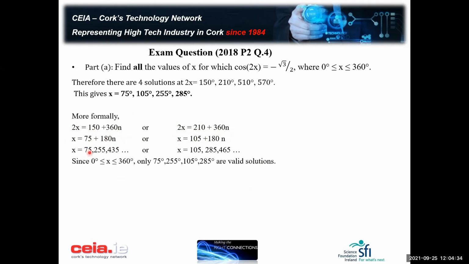And those values then are, well, 75 plus 180, 75 plus twice 180, and so on. Similarly, there's 105 plus 180, 105 plus twice 180, and so on. But we're told to find only values of x between 0 and 360. So by inspection, we see these first 2 are between 0 and 360, and these first 2 are between 0 and 360. So these are the 4 answers you select. So, I mean, either way will give you the same 4 answers.